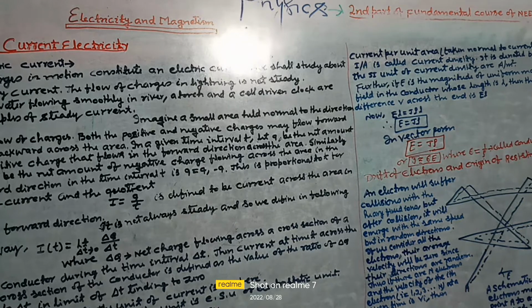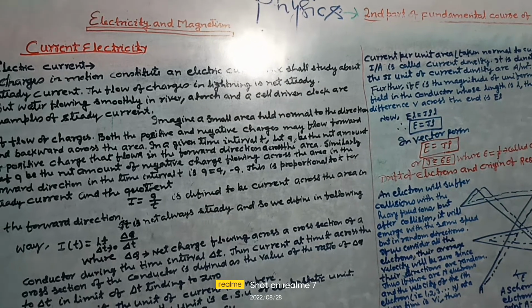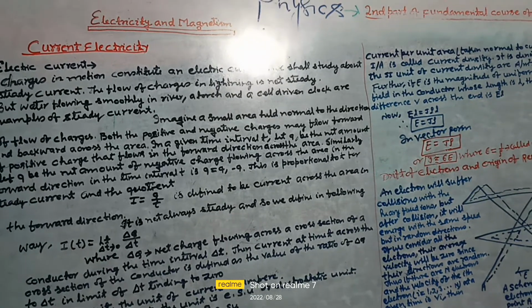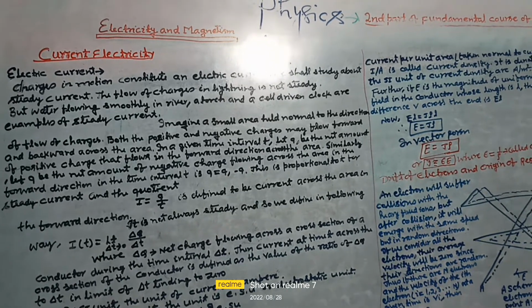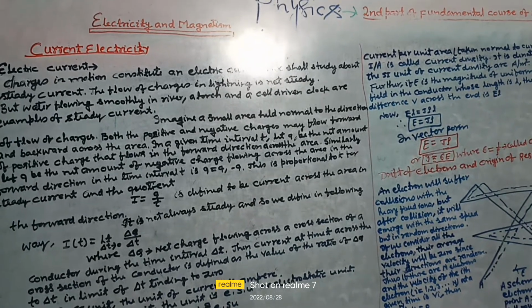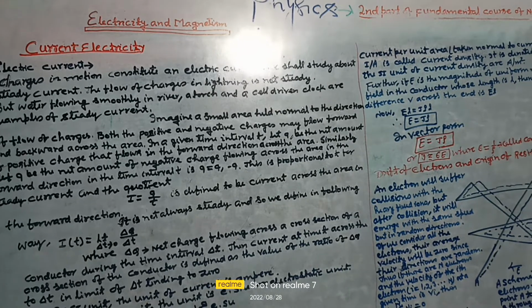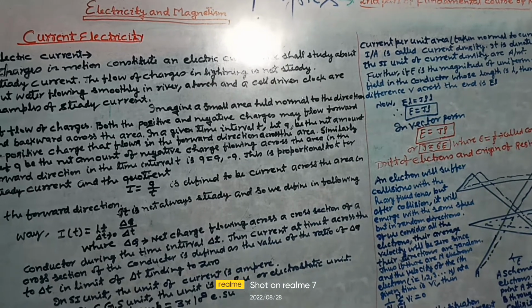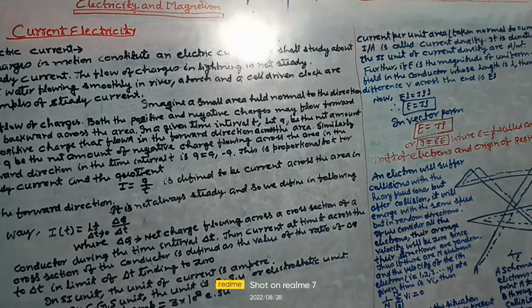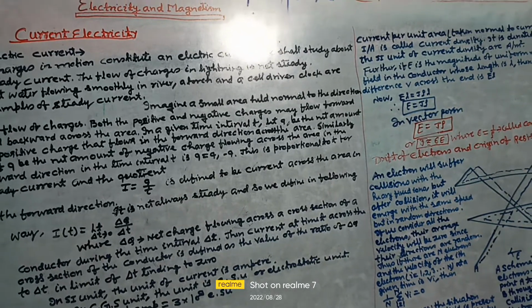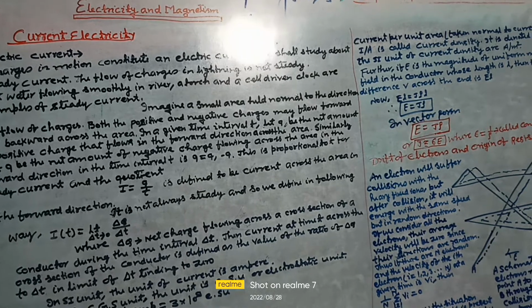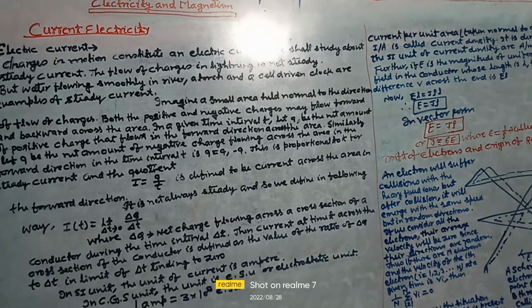This is proportional to t for steady current, and the quotient I = q by t. It means charge per unit time. It is called current or electric current. It is not always steady, and we can define it in the following way.